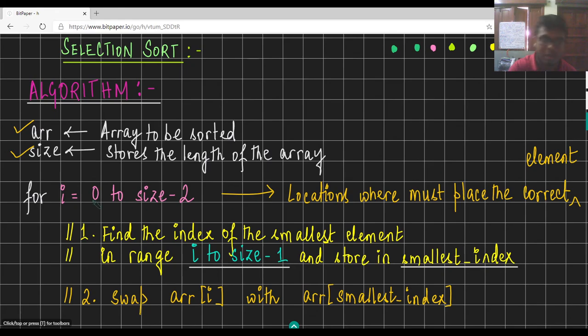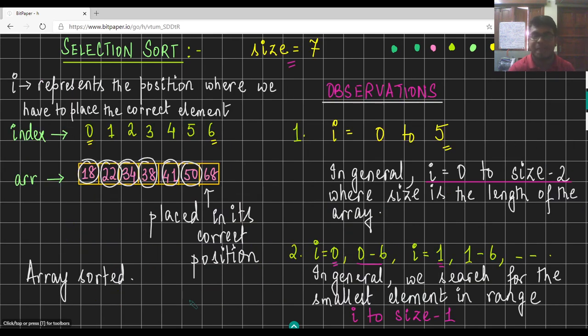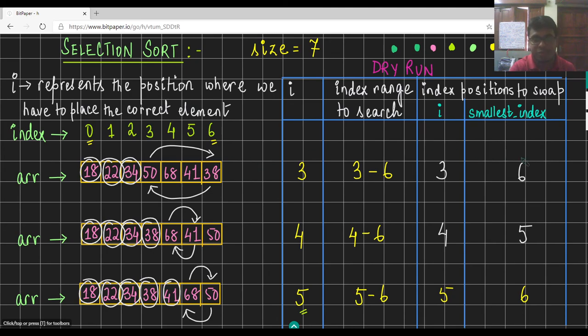Alright. Now, for each value of I, we find the index of the smallest element in the range I through size minus 1. We observed that, we wrote down the observation before, and we store it in a variable named, say, smallest index. Now, then we swap the element at location I with smallest index. Exactly what we were doing before. So let me come back to the table. So see, here we were swapping the elements at index positions 3 and 6. So that is what is written in step 2 of the algorithm.